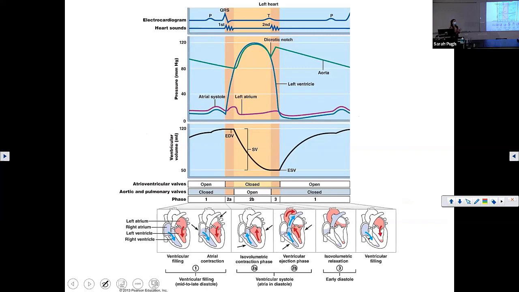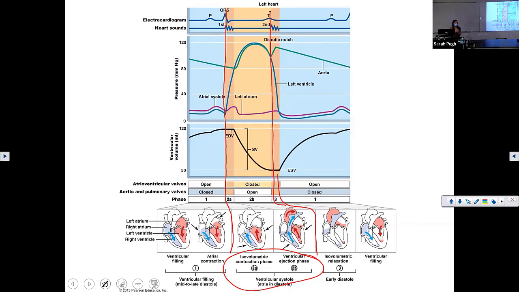So let's look at this on this graph. Okay, so now we're looking at ventricular systole, which is all of this in the middle. And I'm going to draw my line up here and up here, okay? So we're looking at this second phase in between my red lines right there. So again, it's called ventricular systole, which means the ventricles are contracting.